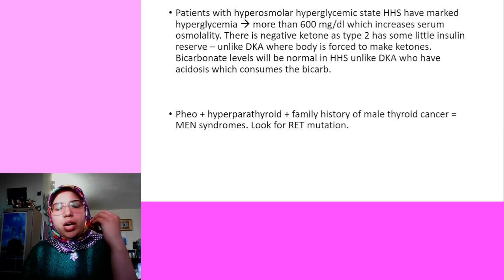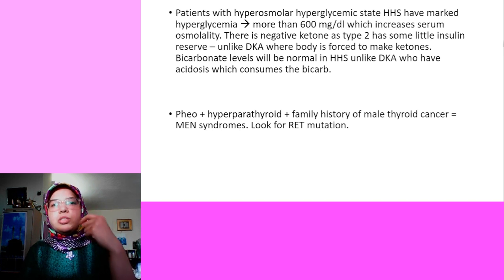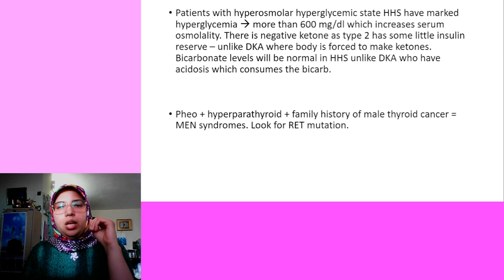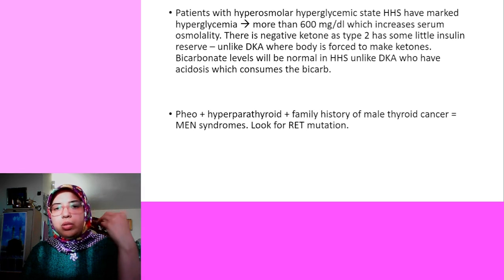Patients with hyperosmolar hyperglycemic state, remember we said HHS, have glucose more than 600, generally up to 800, 850. 600, 650 is more DKA. There are negative ketones, there's no ketones, as type 2 still has some functioning insulin reserve. Unlike DKA, where the body is forced to make ketones. Bicarbonate levels in HHS will be normal because there is no acidosis, and I don't need to use bicarb to buffer anything.